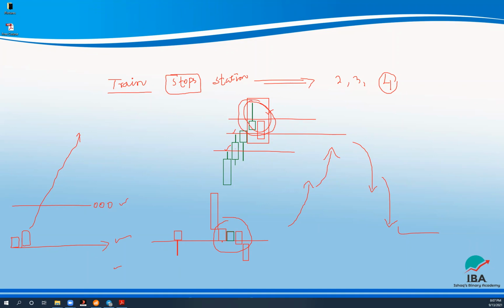At the level. At the strong level. Strong and weak levels we will learn, but for now you just memorize that rejections only work on the levels. Okay?